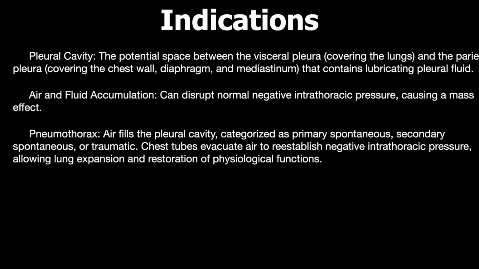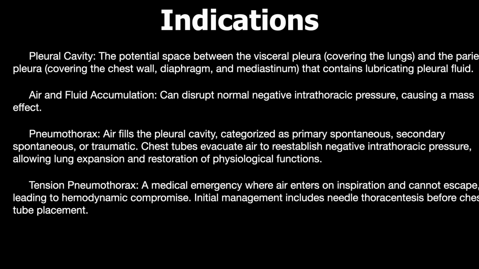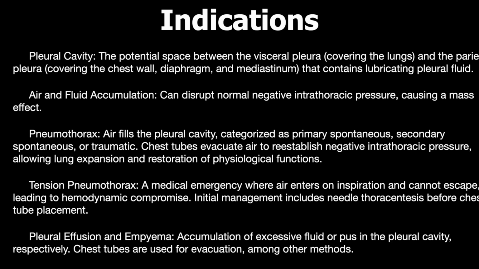The most common is pneumothorax, where the air fills the pleural cavity. It can be primary spontaneous, secondary spontaneous, or traumatic. Now, chest tubes evacuate the air to re-establish a negative intrathoracic pressure, allowing the lung to expand and restore the physiological function. The pneumothorax can be a tension pneumothorax, when it is a medical emergency. The next indication is pleural effusion or empyema, where there is accumulation of excessive fluid or pus in the pleural cavity. We introduce these chest tubes.